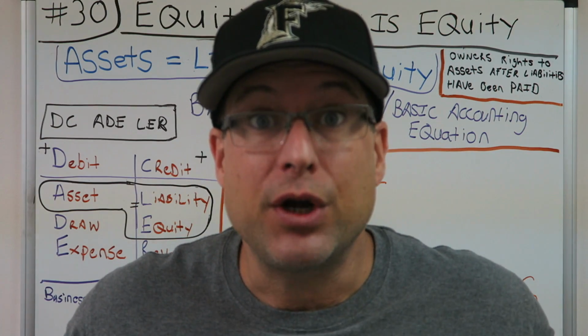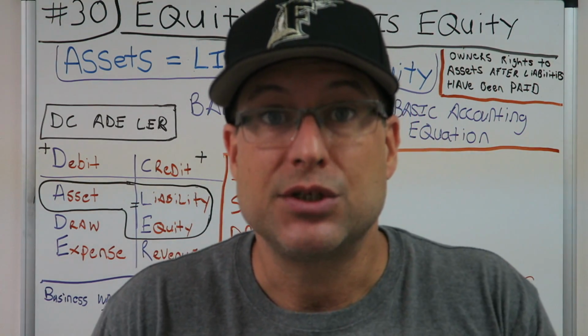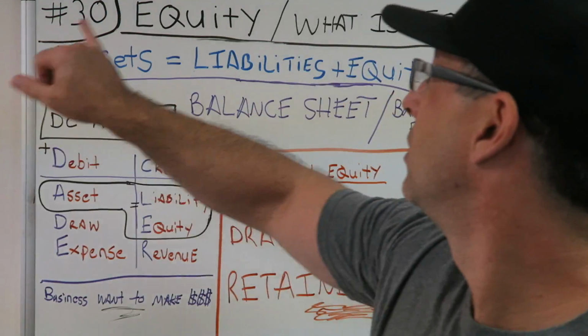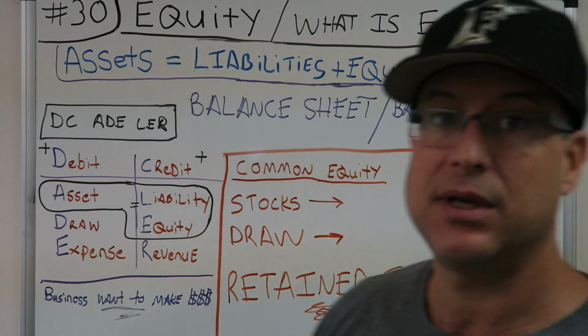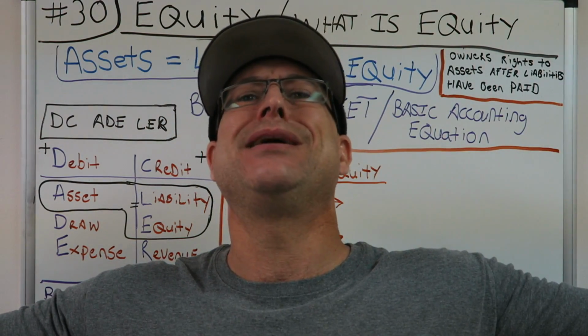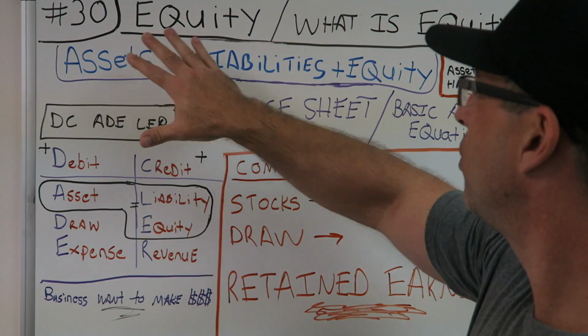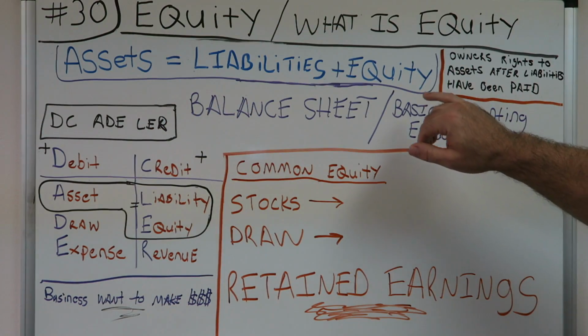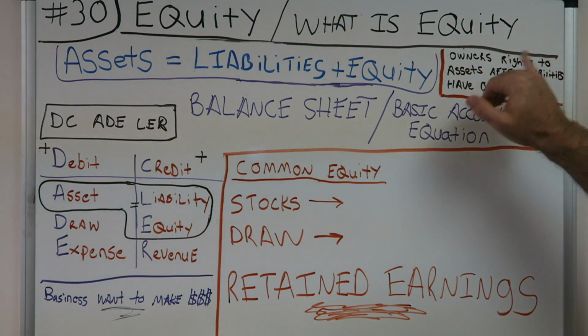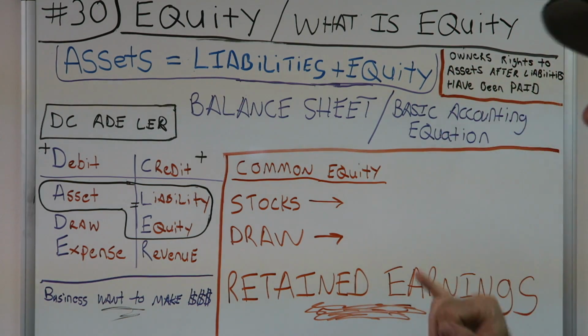Now what are we going to do in 30? We're going to do equity. What is equity, CPA strength? We're going to go over that. What is equity? Let's start with the definition here. Owner's rights to assets after liabilities have been paid.